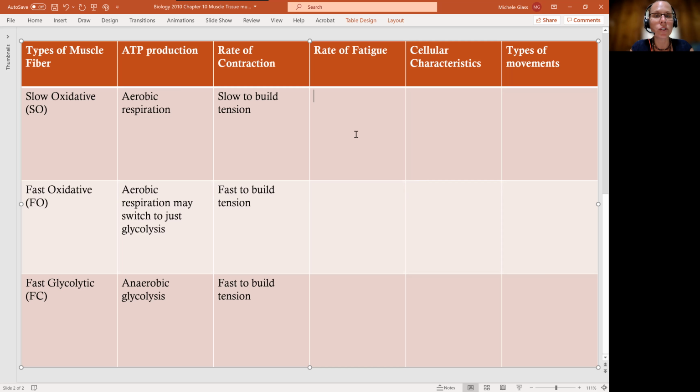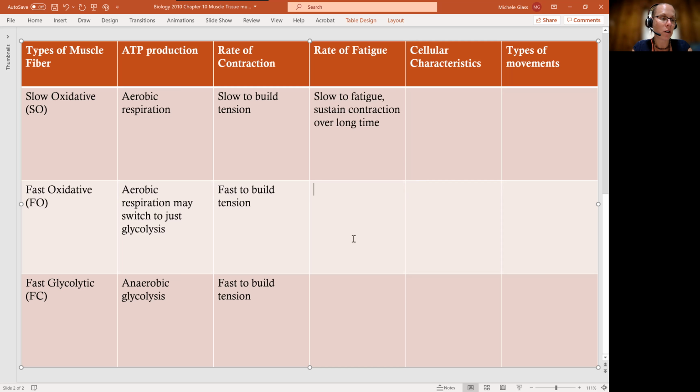So let's move on to rate of fatigue. In the case of the slow oxidative, what we see is that it's slow to fatigue, so it can sustain contraction over a long time. So it's slow to build the tension, but it's long to hold it.